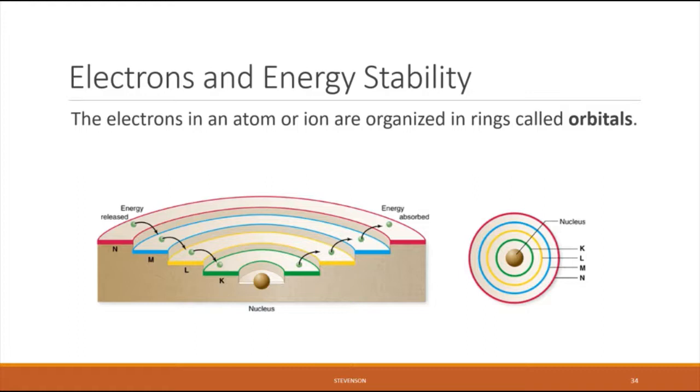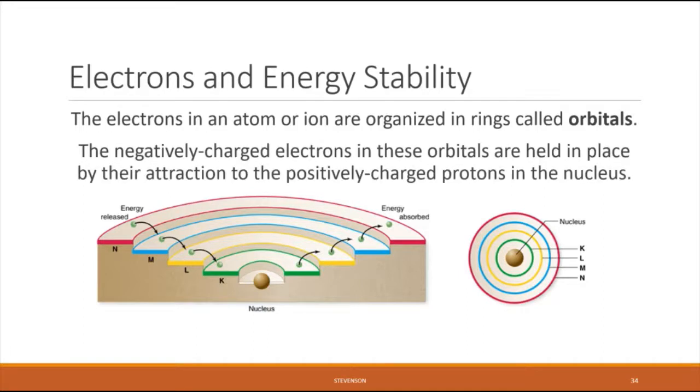Likewise, the reason why the electrons are held in their orbits around the outside of the nucleus is because there is an electrical attraction between the negatively charged electrons in the orbitals and the positively charged protons in the nucleus. The positives and the negatives attract each other, just like the gravity of the sun pulls on the planets, and that keeps the electrons in place in their orbitals.